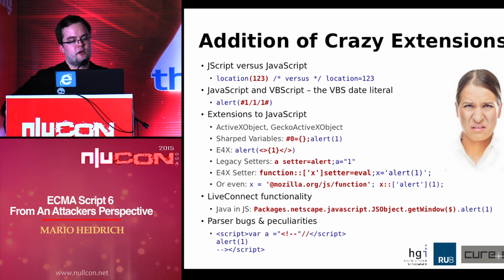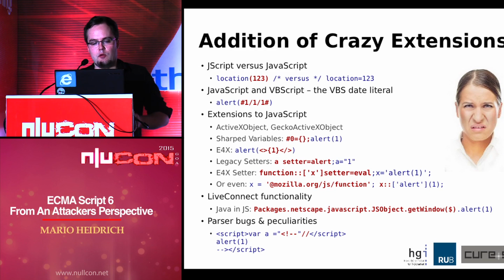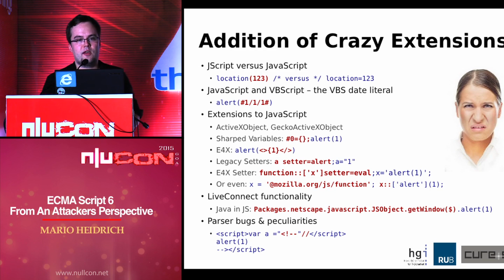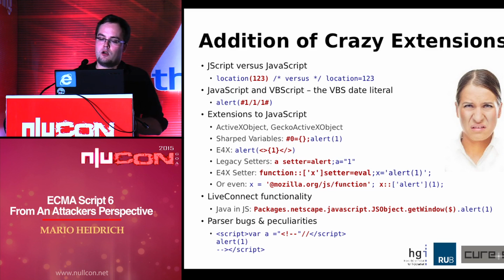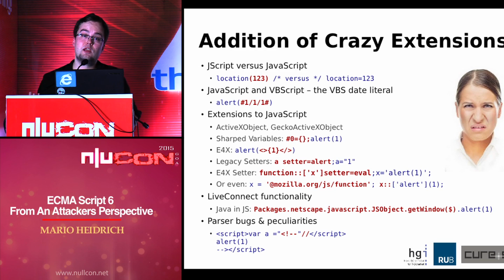We also had the possibility, for example, to use E4X setters, which was again a different format for setters, and we could say function : and then have an array accessor and then directly append the term setter equals eval and then just say x equals alert 1, which is completely impossible and syntax that is not specified anywhere. Or, and that was from my perspective the most exciting version, we could say x equals and then use a keyword string saying @mozilla.org/js/function and then execute x : have an array index to alert, and then execute the whole function because it would give us the alert function from the window object.